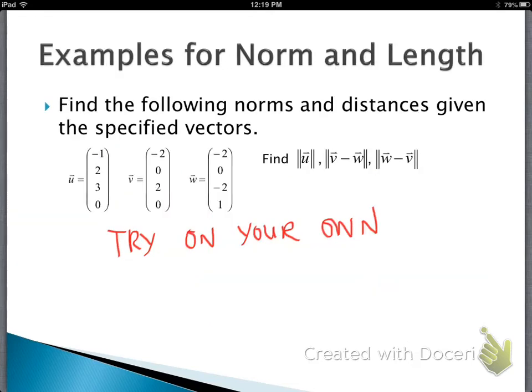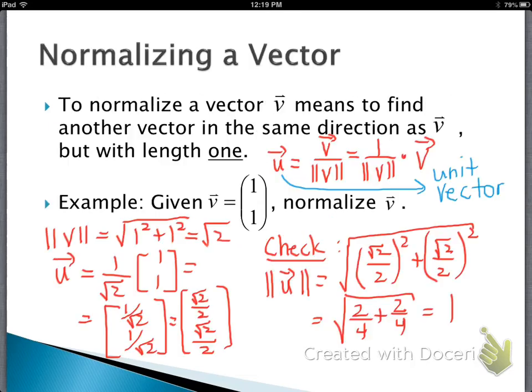Okay. So I have some for you to try on your own. Just try these on your own, and I might have you guys present these in class tomorrow. So try to find the following norms and distances given the specific vectors: u, v minus u, and w minus v. All these are straightforward computations, so hopefully you guys are okay with this.